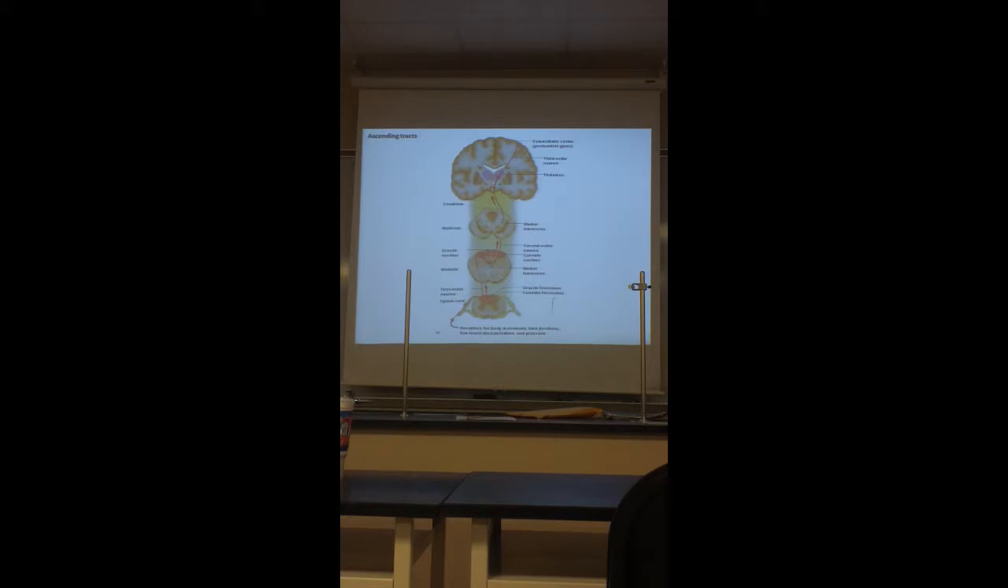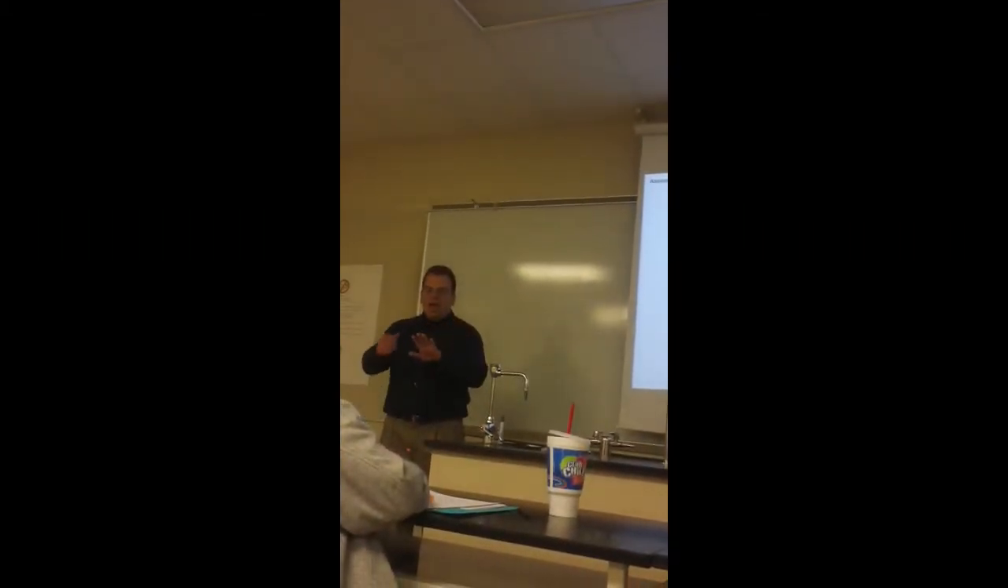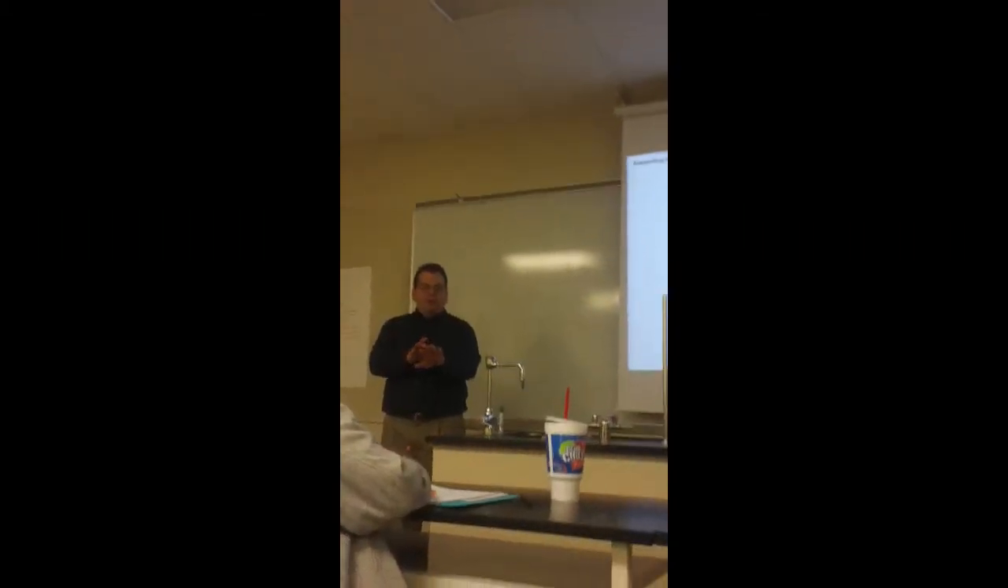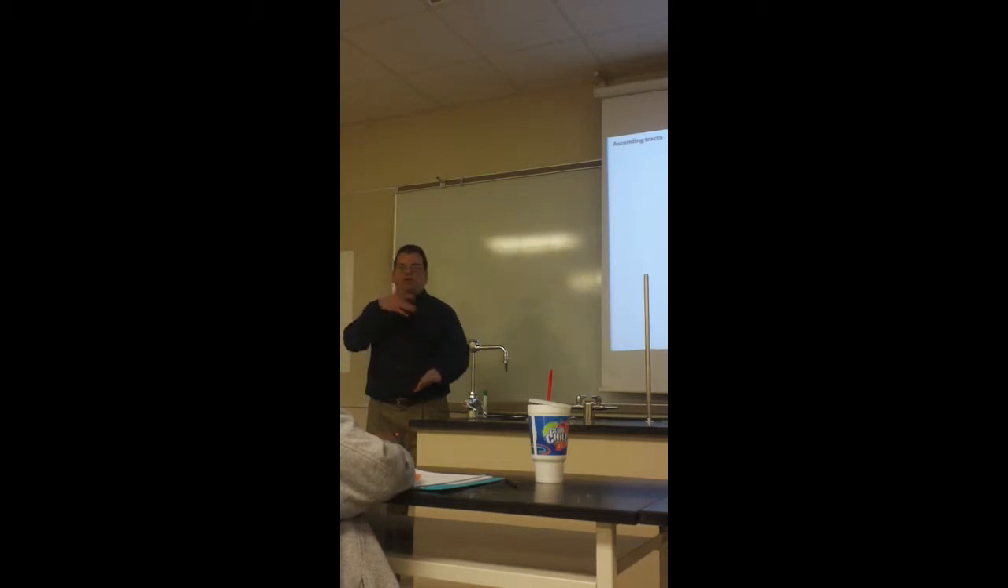Okay? So ascending tracks, that means tracks that are going to go up. They're sensory signals, up the cord, to the control center, to the brain. We have these tracks, they consist of 3 sets of neurons. So what that means is, okay, I prick my finger, I feel that pain, and there's going to be 3 different neurons that are going to be involved in transmitting that signal to my brain for me to interpret that as pain. Okay? 3 different neurons will be the information highway that takes it to the brain.